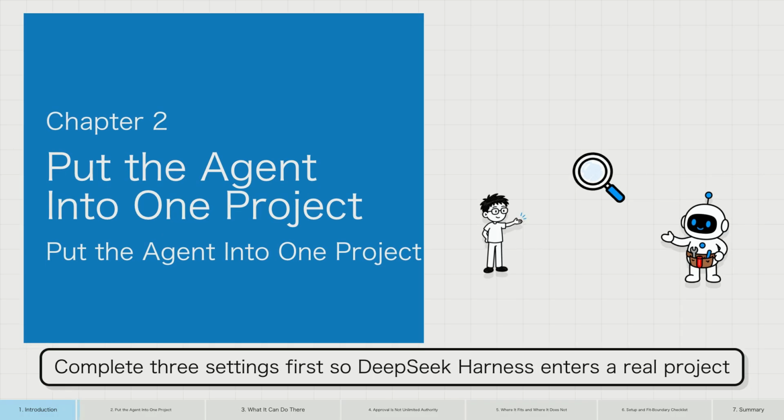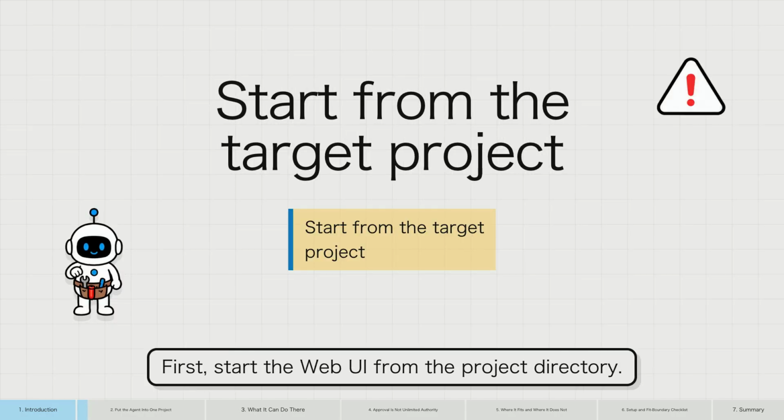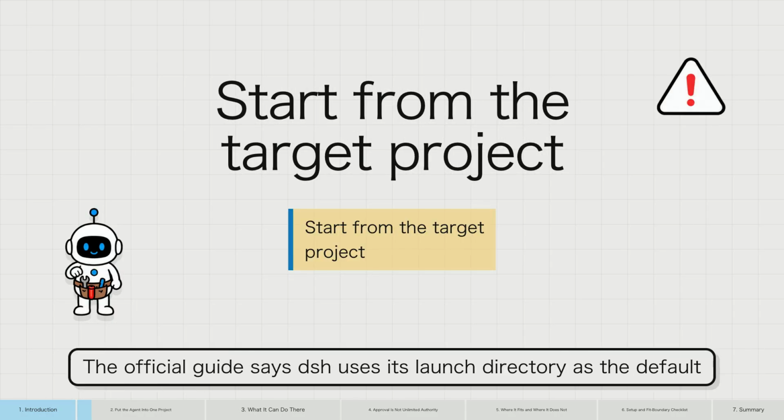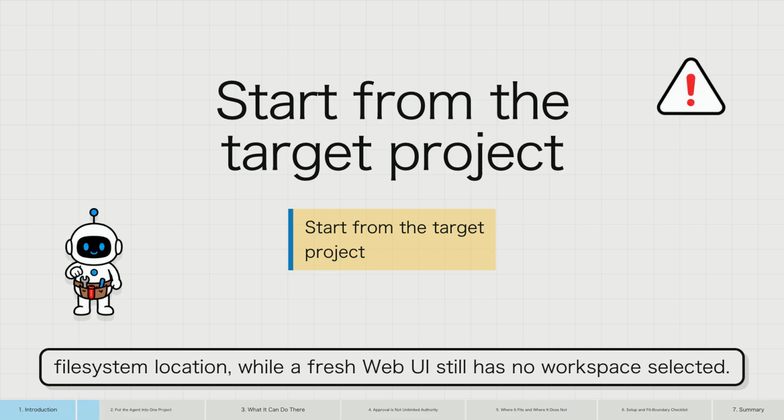Complete 3 settings first so DeepSeek Harness enters a real project instead of waiting in an empty chat. First, start the web UI from the project directory. The official guide says DSH uses its launch directory as the default file system location, while a fresh web UI still has no workspace selected.